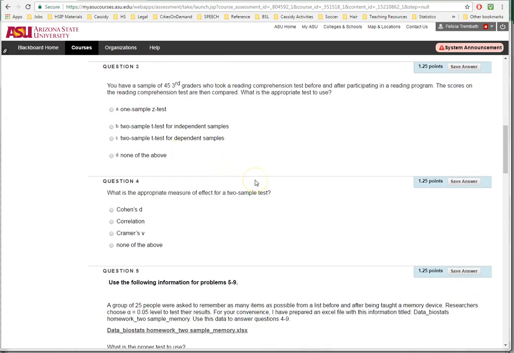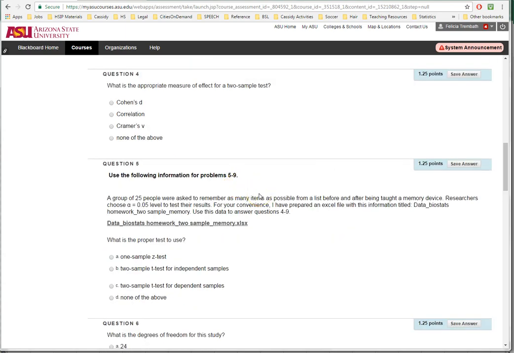Okay, question number 3. You have a sample of 45 third graders who took a reading comprehension test before and after participating in a reading program. The scores on the reading comprehension test are then compared. What is the appropriate test to use? So let me look. A 1-sample z-test, no, because that would compare 1 sample to a population. A 2-sample t-test, possibly, because I do have 2 samples. I have a before sample and an after sample. However, it's not an independent sample because it's the same people before and after a program. So that would be a dependent sample because I have a pre-test and post-test on them. So this would be a 2-sample t-test for dependent samples.